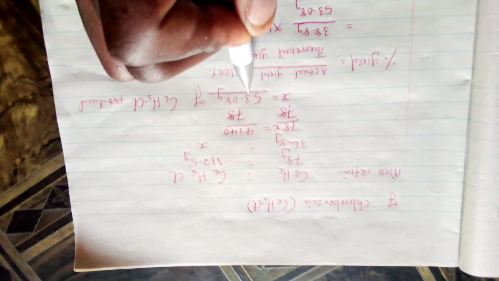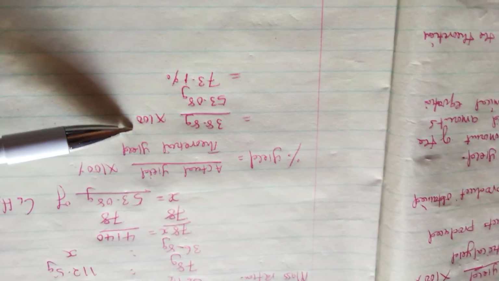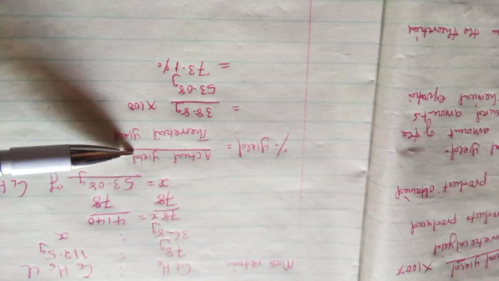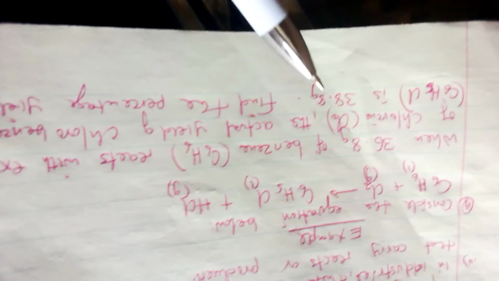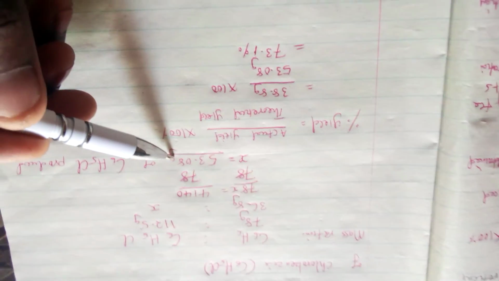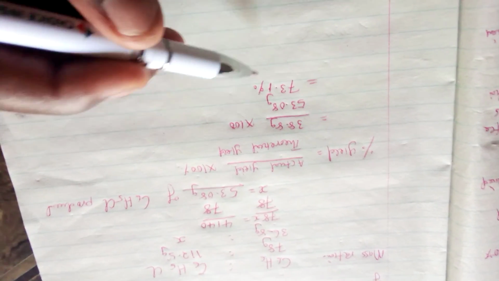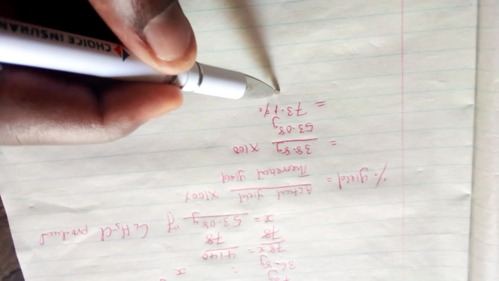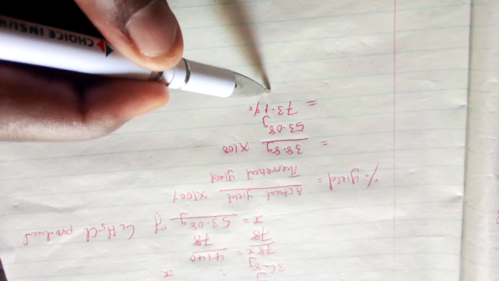So now you get to the formula. The formula says actual yield divided by theoretical yield times 100. Remember, the actual yield we were given in the question, and this is the actual yield, 38.8 grams, divided by the theoretical yield, the one that we found from the equation, times 100. So we get 73%. That is the percentage yield.